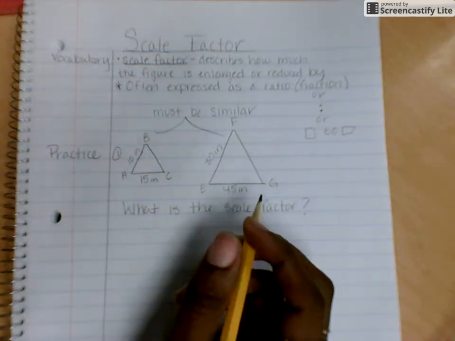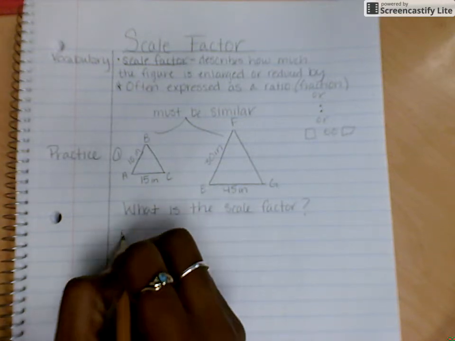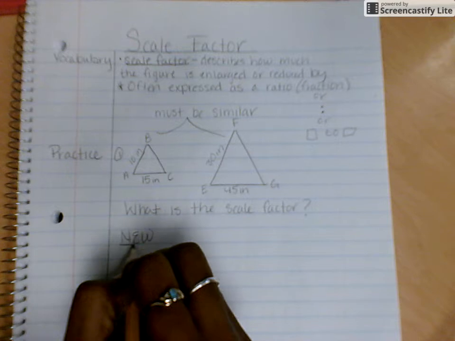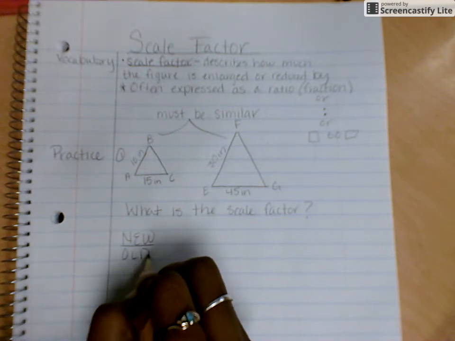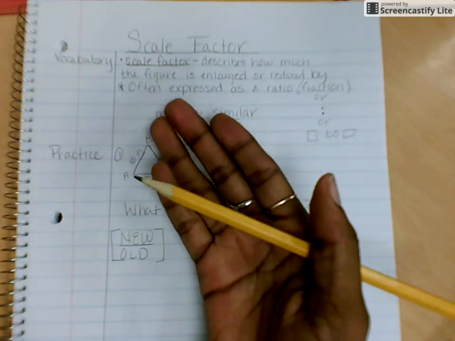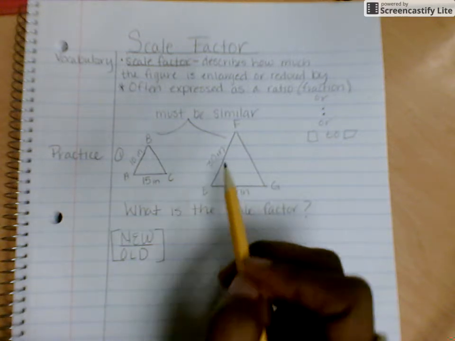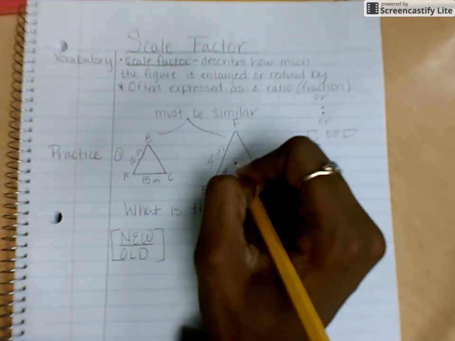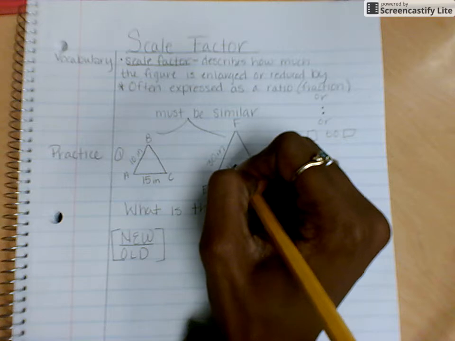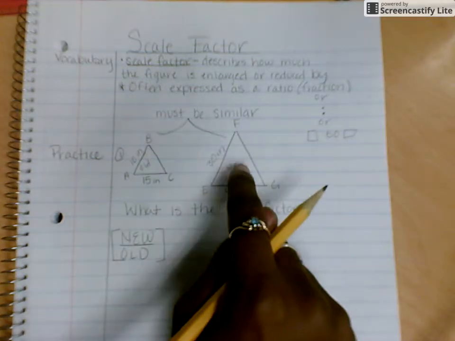In order to find scale factor, you must set it up new to old. Meaning, in order to find the ratio, aka the scale factor, you must set it up new to old. So which one is new and which one was old? The new one would be the second one. The old one would be the first one. So it's like the pre-image and the image.